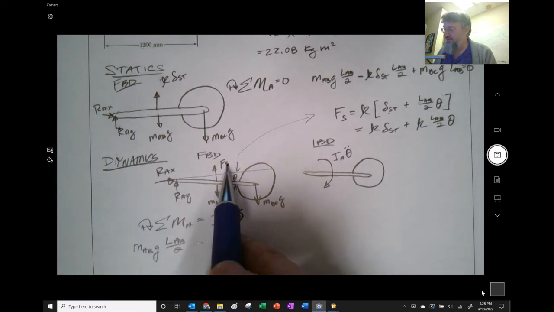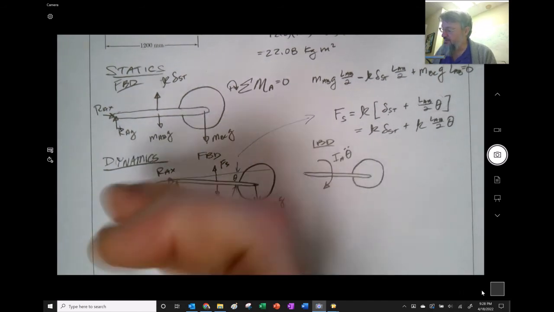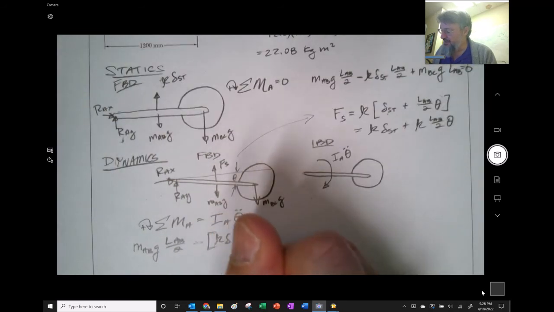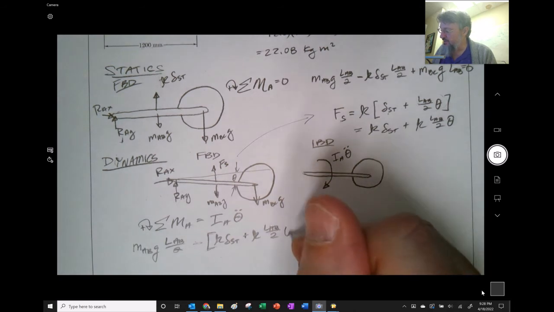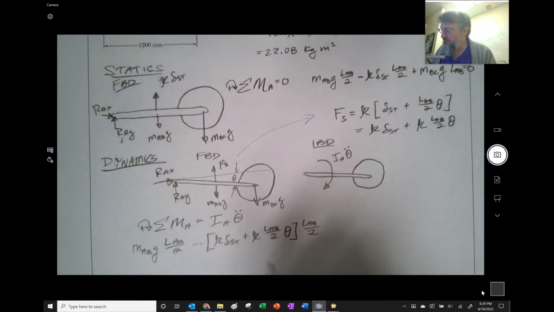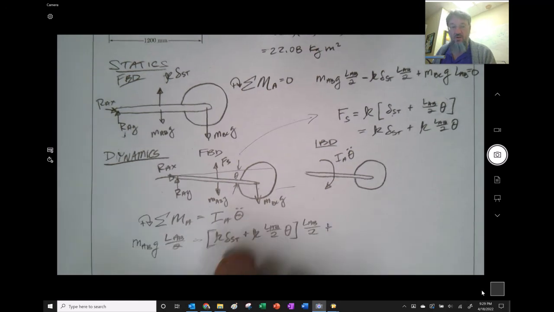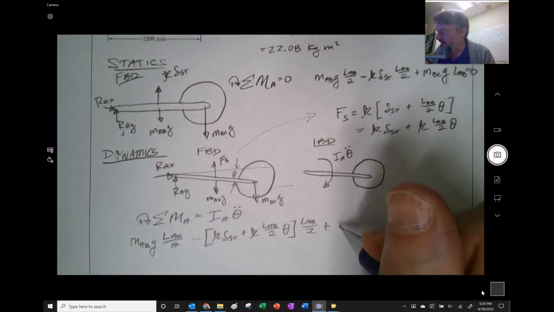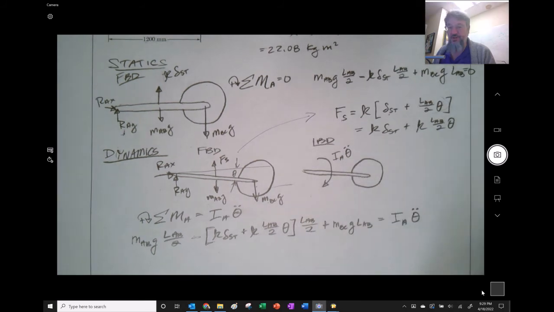Minus, and now I'll substitute that FS right in there. Minus K static plus K LAB over 2 theta, and that's the force. But now I have to multiply by LAB over 2, and that makes it a moment. Continuing on with this, that's going to be clockwise, so we decided to make that positive. And we'll go MBC G LAB, and that equals IA theta double dot, so that's also clockwise, right?